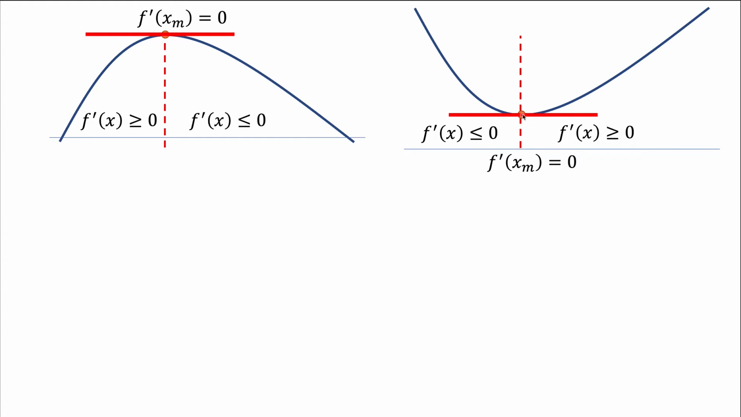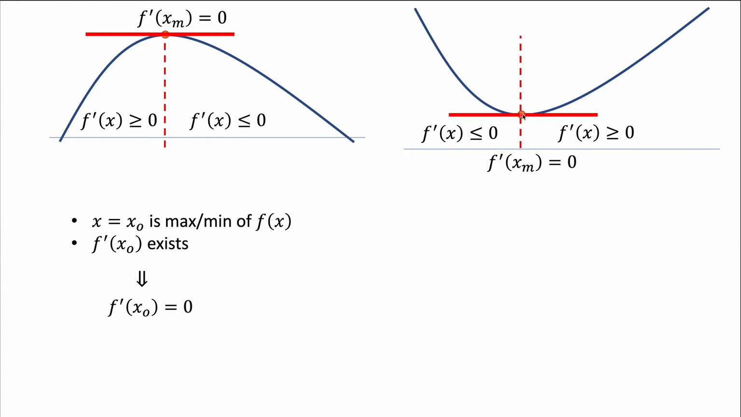And that brings us to an actual theorem that tells you that if I have a point x equals x naught, which is a maximum or minimum of a function f(x), and the derivative of that function at that point x naught exists, then the derivative has to be 0. Okay?